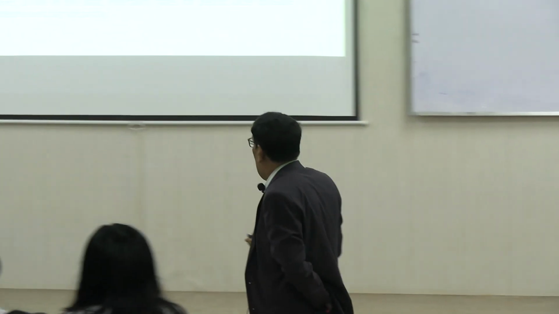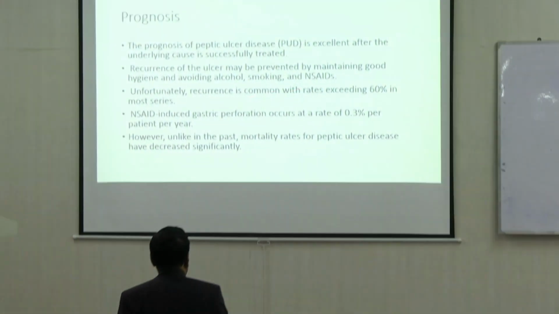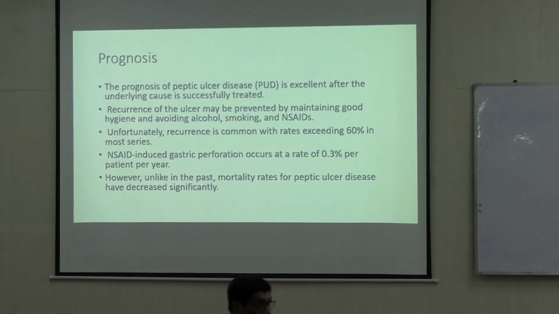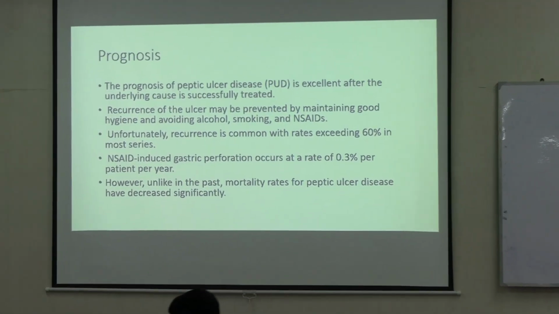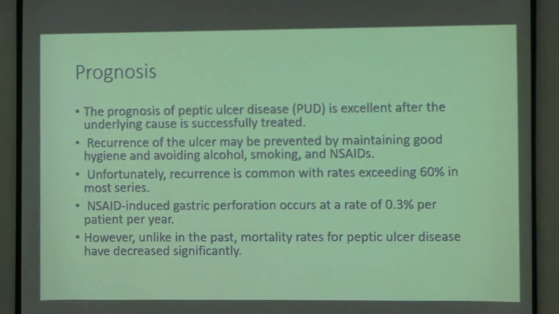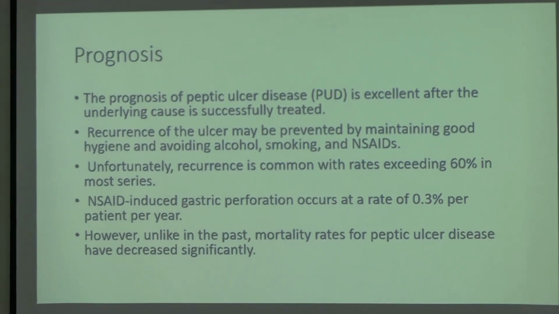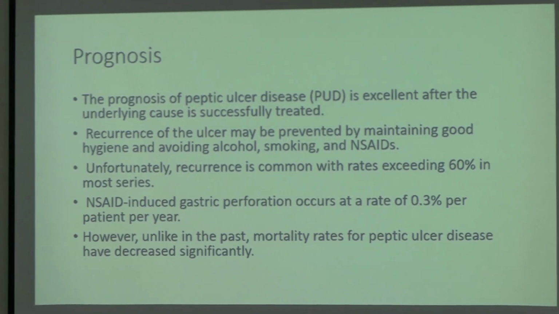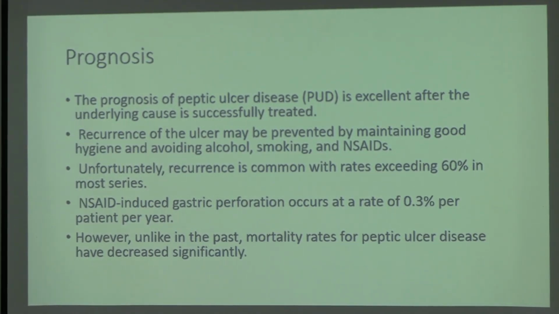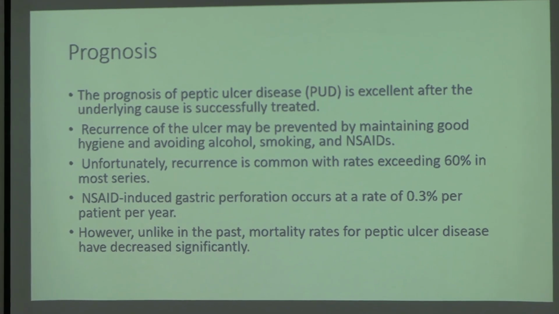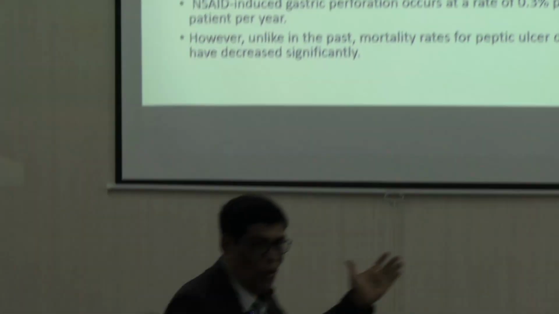Prognosis: unfortunately recurrence is common, with rates exceeding 60% in most series. So recurrence is more. Prognosis means whether the patient is getting cured, whether lifetime recurrence is there or not. Mortality may be there, maybe because of cancers. If the patient is suffering from myocardial infarction, the prognosis will be guarded, also in mesenteric ischemia and mesenteric vasculitis. So prognosis is the outcome of the disease process.